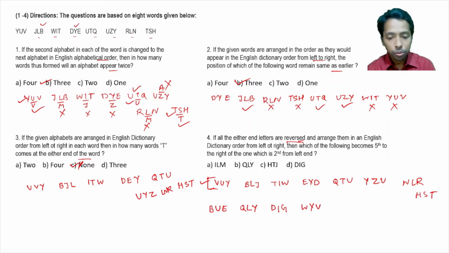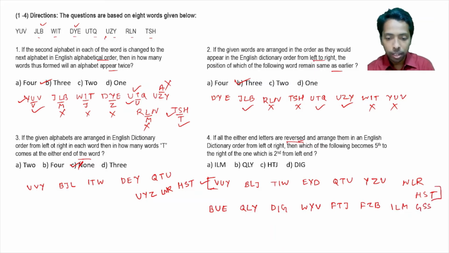U, that means F, T, and J. Next, again F, because U is here, so Z, and Y means B. Then R means I, L, and M, and here it is G, S, S. This is the first one.